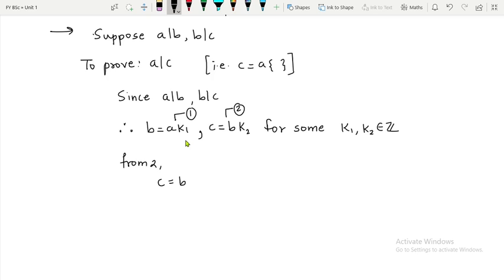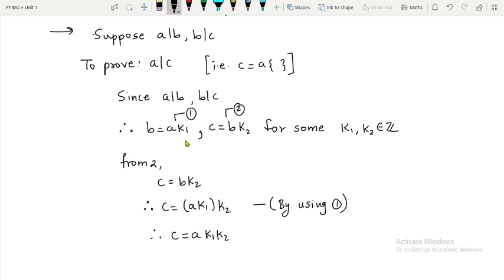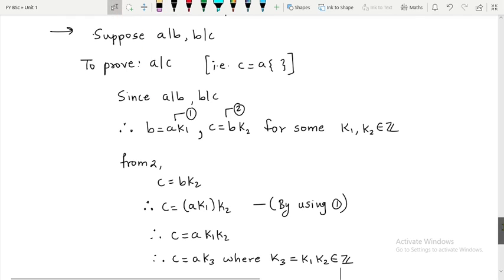From 2 we have C is equal to BK2, and therefore C will be equal to AK1 multiplied by K2, by using 1 actually. So from 1 we have used the value of B, and therefore C is equal to A multiplied by K1 K2, and this K1 K2 is an integer only because the product of any two integers is again an integer, so I'll call it some K3, where K3 is equal to K1 multiplied by K2, which belongs to Z, and therefore we can say A divides C, and that is what we wanted to prove.